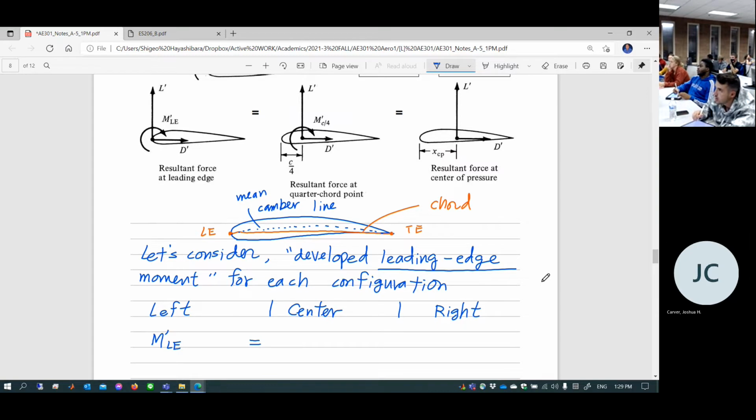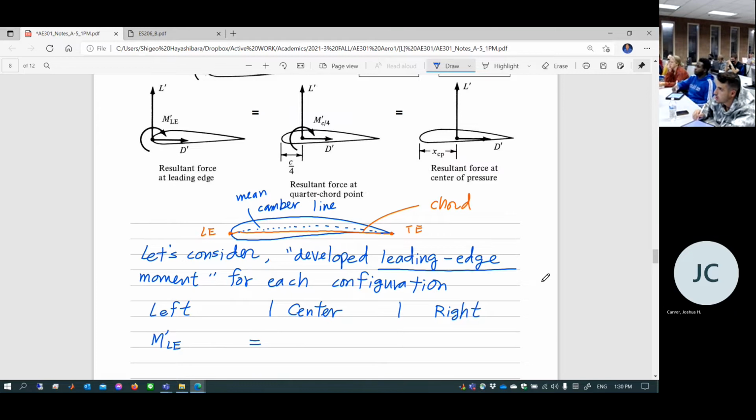Anybody? Is it a pitching up or pitching down moment? Drag doesn't create any moment. It just goes through the leading edge. How about this? Pitching down. This is going to create a pitch down moment at the leading edge. And plus, of course, this one is a pitch up moment.